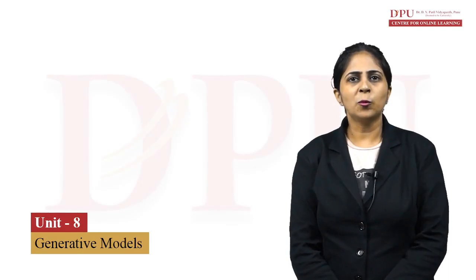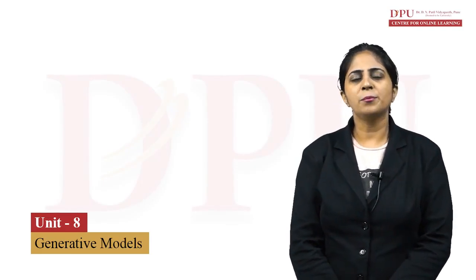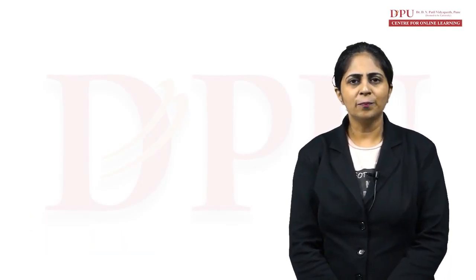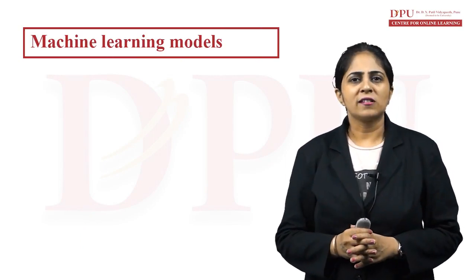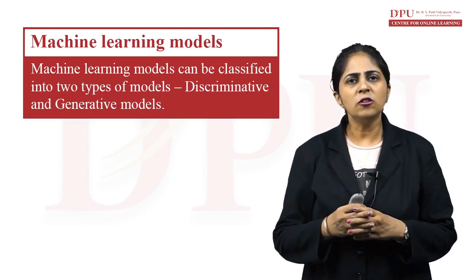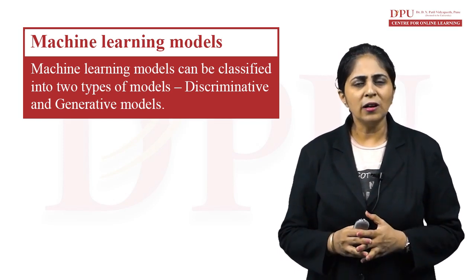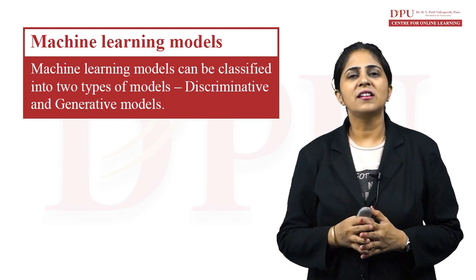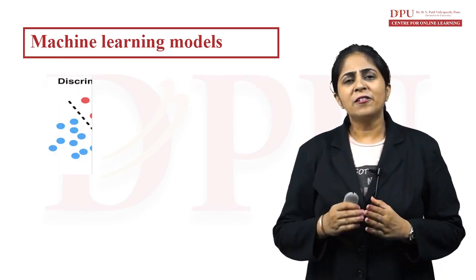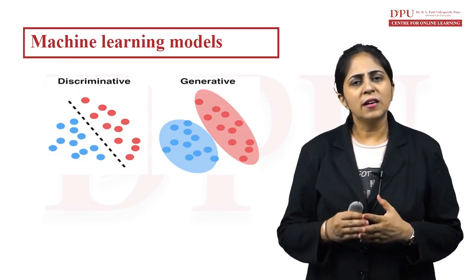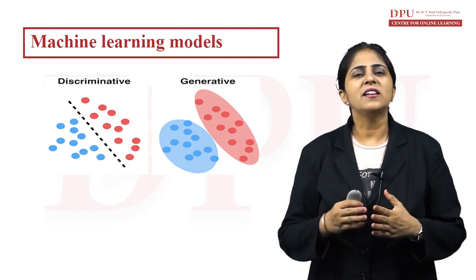Today we will start with Unit 8 of our subject Introduction to Deep Learning. The machine learning models can be categorized into two categories. One is the discriminative model and another is the generative model. What is the difference between these two, the discriminative model and the generative model?